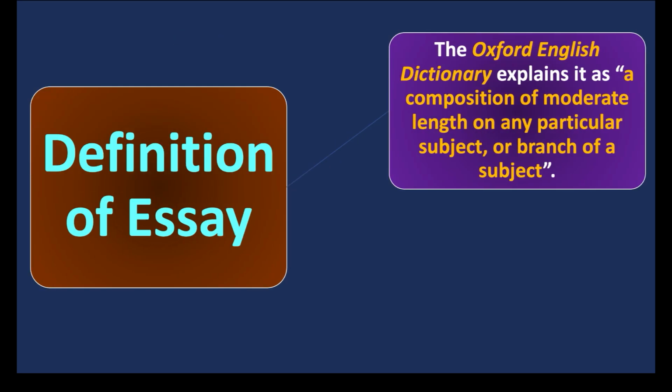What's that? The Oxford English Dictionary explains it as a composition of moderate length on any particular subject or branch of a subject. Here the point is a composition of moderate length. Composition refers to writing, meaning a type of writing which is of moderate length. When we say moderate length, it means that it is neither too long nor too short.